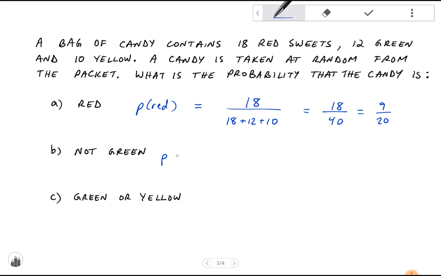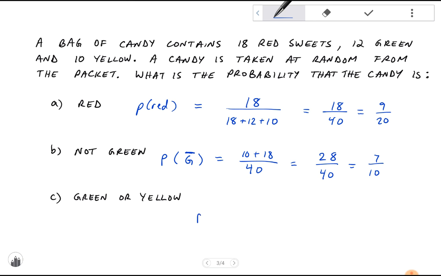What is the probability that it's not green? So this bar on top, G I'm using to represent green, the bar on top represents not. So this means the probability of not green. Okay, so we know that there are 40 candies in the bag. Not green means it could either be yellow or red. There are 10 yellow and there are 18 red. So we have 28 that are not green out of 40. And we can simplify that, divide each by 4 to get 7 out of 10. So the probability of not green in the bag, pulling one out at random, is 7 out of 10.